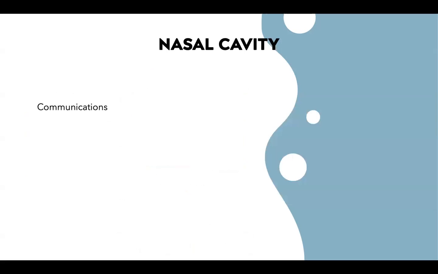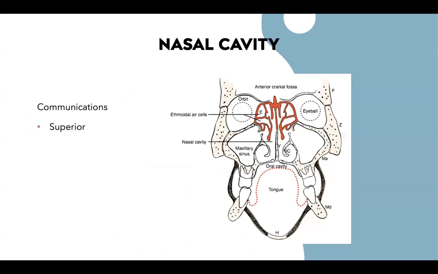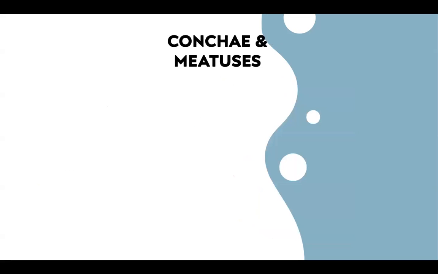In terms of communications of the nasal cavity, superiorly we have the frontal sinus, sphenoid sinus, anterior cranial fossa, and the frontal lobe of the brain. Inferiorly, we have the palate and oral cavity. Medially, the other half of the nasal cavity, and laterally, we have the maxillary sinus, ethmoid sinuses, orbit, and the pterygopalatine fossa.